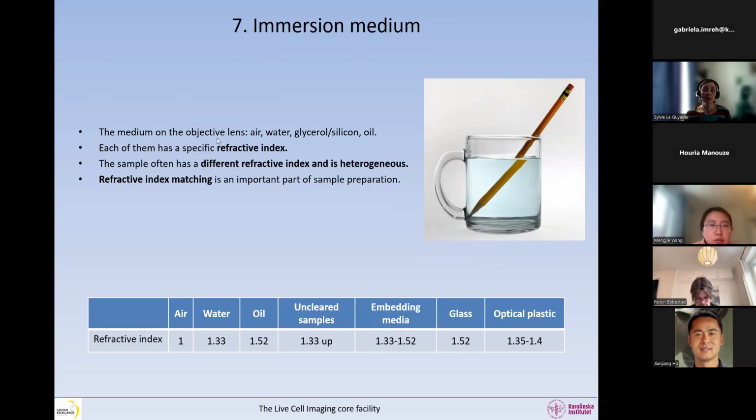The medium on the objective lens can be air, water, glycerol, silicone, etc. And it has a certain refractive index, whereas our sample has a different and likely heterogeneous refractive index. And so it's important to match them, the refractive index of the medium and of the objective. So why is that and what happens?